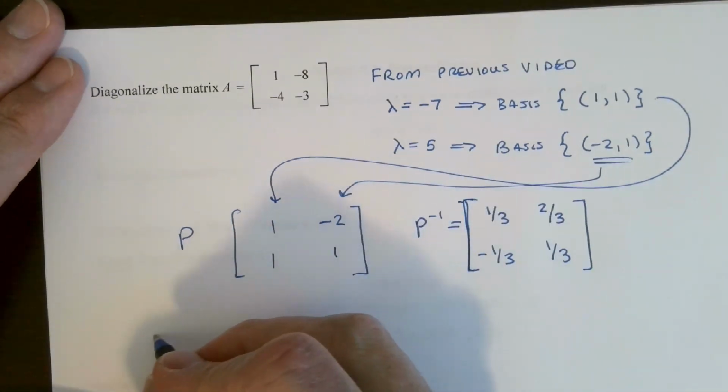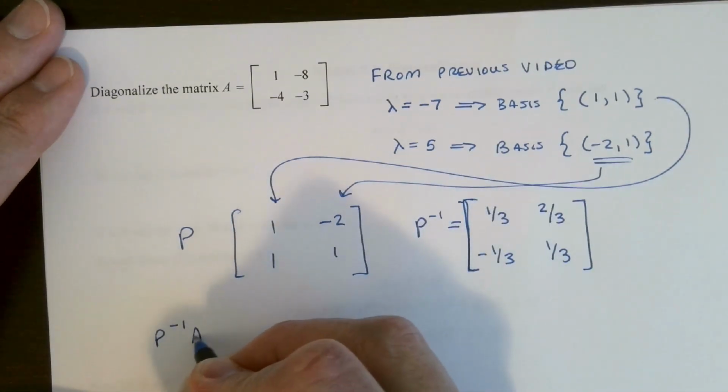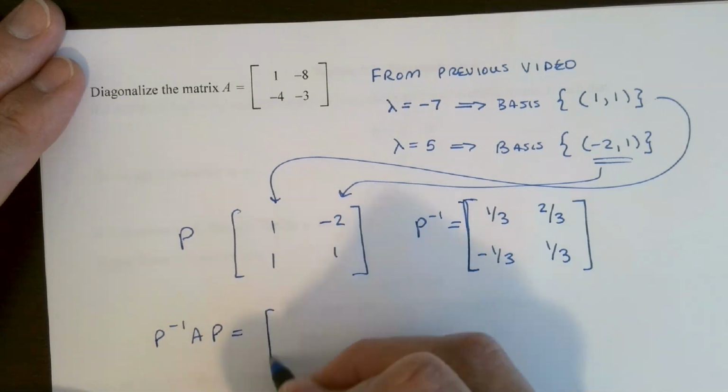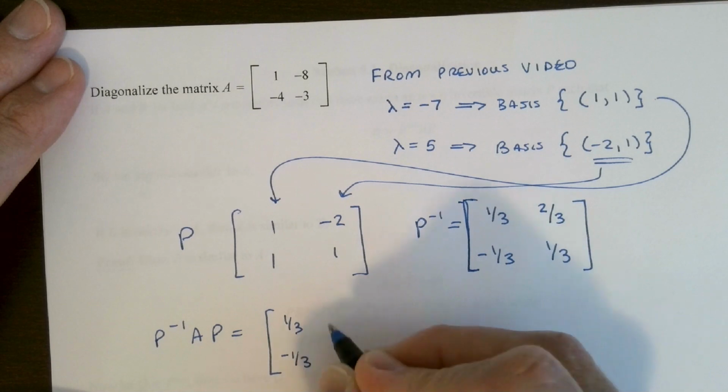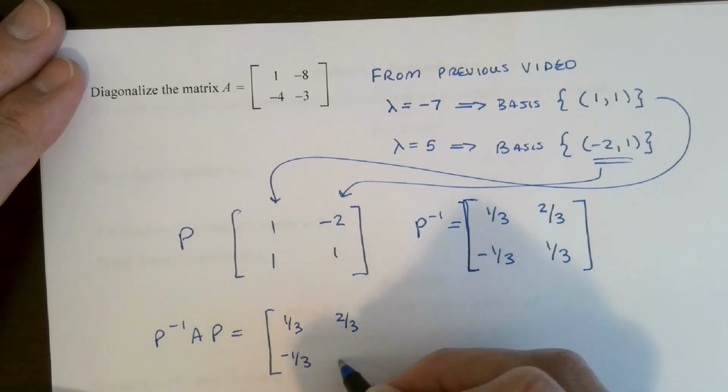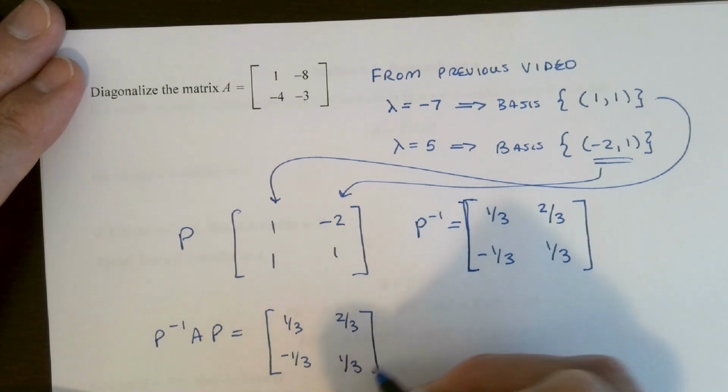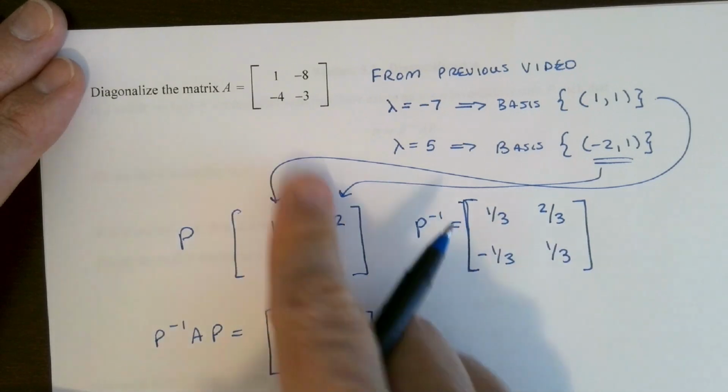And then I want to look at what is P inverse A times P. You should actually do this calculation if you're doing the problem on a test or something, to make sure that indeed you get a diagonal matrix. The matrix A is up here.